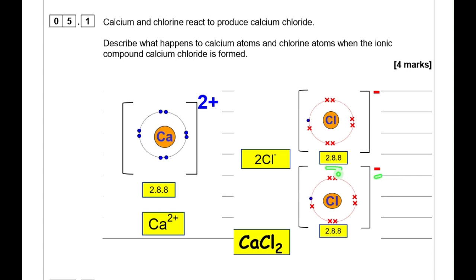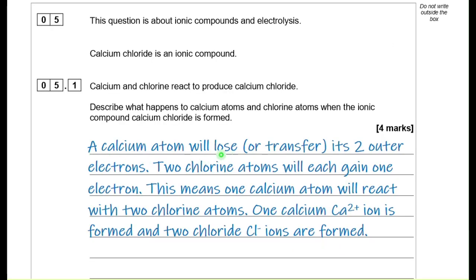So let's put this into an answer that is going to get us 4 marks. A calcium atom will lose or transfer its 2 outer electrons. 2 chlorine atoms will each gain 1 electron. This means that 1 calcium atom will react with 2 chlorine atoms. 1 calcium Ca2+ ion is formed, and 2 chloride Cl- ions are formed.